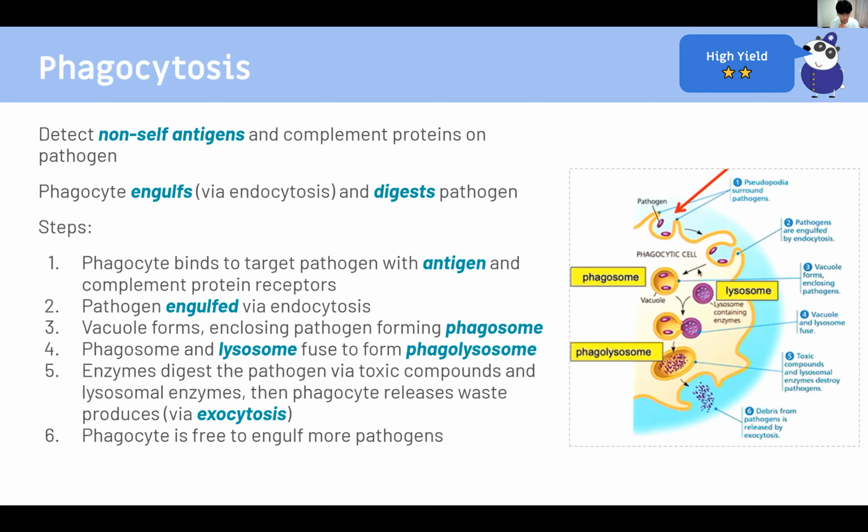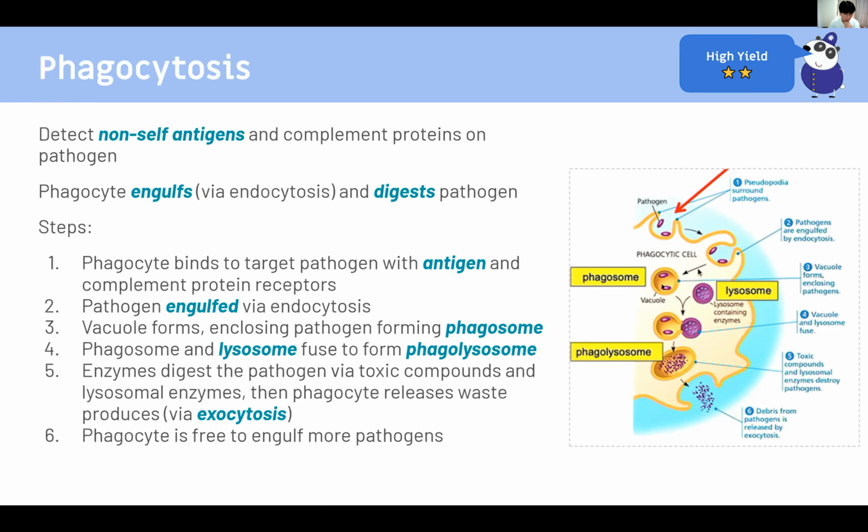So the actual steps are basically: the phagocyte binds to the target pathogen with antigen and complement protein receptors. So it recognizes that it's a non-self antigen, and then it binds to it. Then the pathogen is engulfed via endocytosis. So if you see here, the pathogen is recognized, and then it starts to get engulfed.